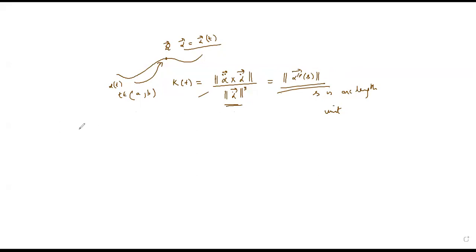So now we want to somehow define this curvature on a surface, at a point on a surface. I want to define the curvature of the surface at a point instead of a curve at a point. That's what we are doing in this unit three. That's the goal.